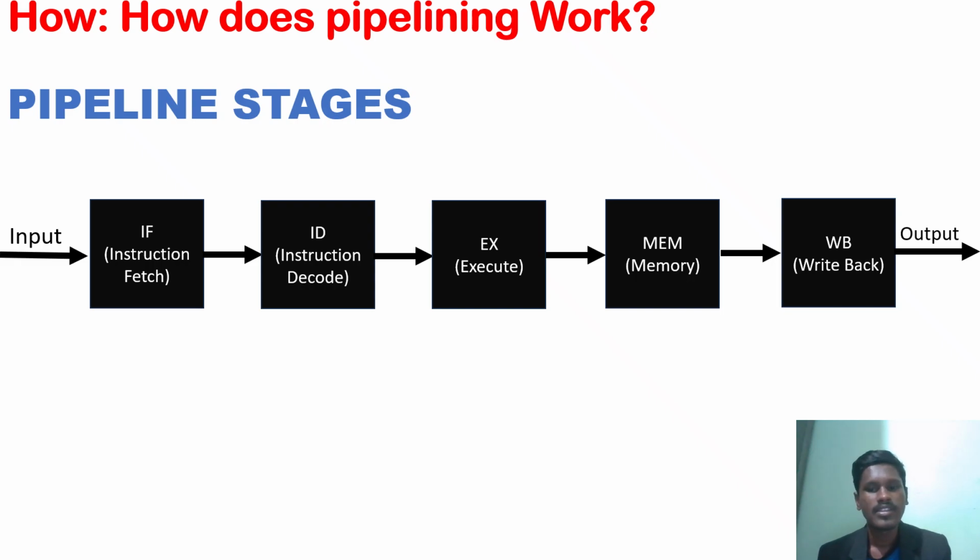So these are the pipeline stages. The first stage is instruction fetch, the second stage is instruction decode, the third stage is execution, and the fourth stage, if the execution requires memory, is the memory stage. If not, it goes to write back.